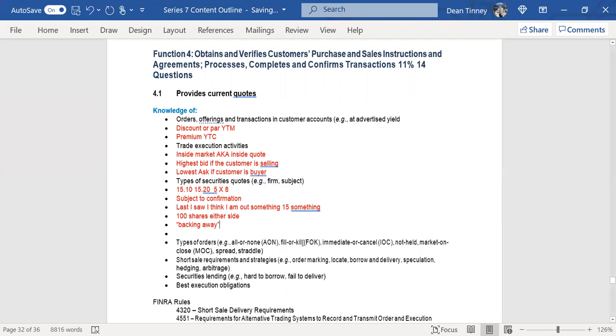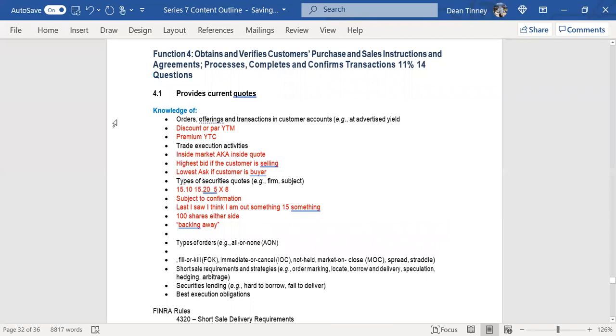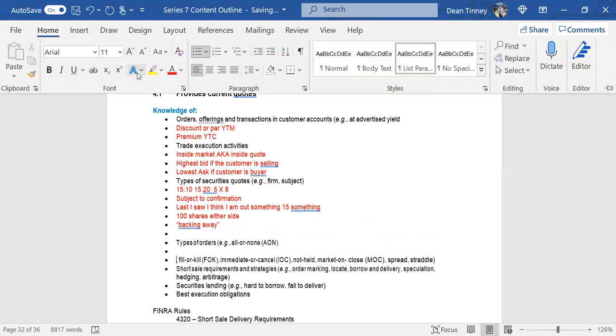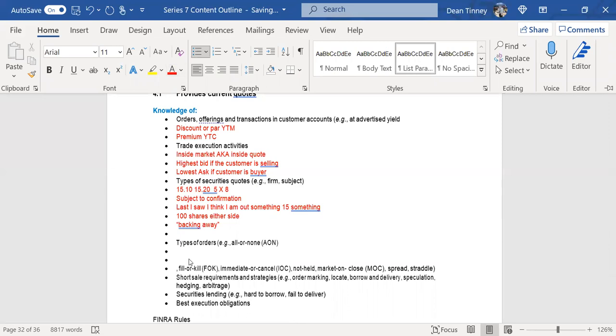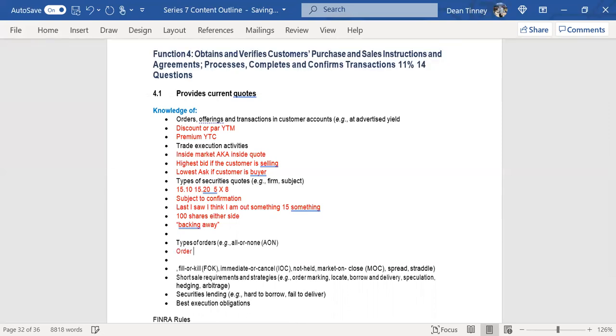Okay, types of orders here, all or none. If you get this, it'll be A, B, C, D, and you just have to distinguish between the various ones. All or none is a qualifier I add to the order, and that means I want all of my fill in one transaction, but I'm willing to wait. So the timing is the key here. I want the order filled in its entirety, all of it, but I'm willing to wait for it to fill.